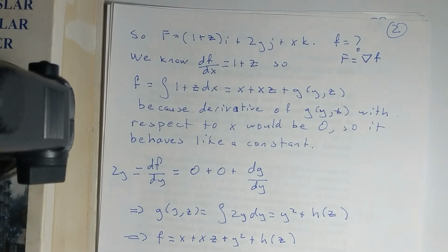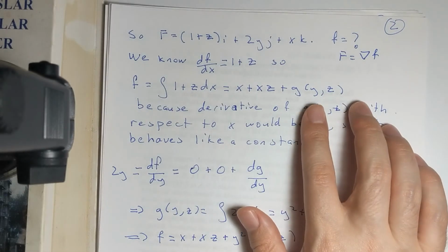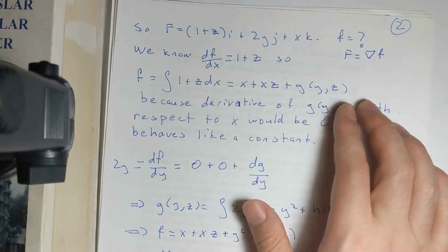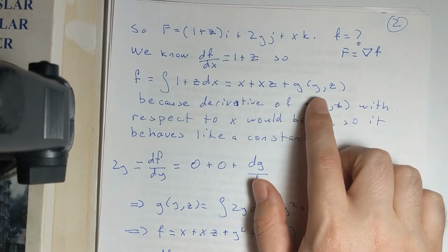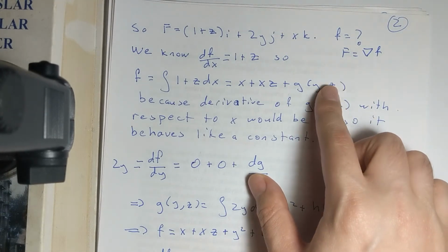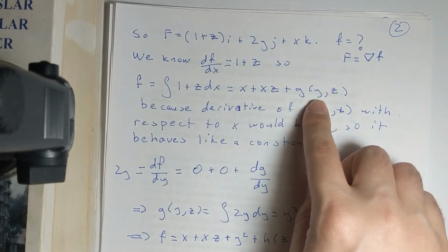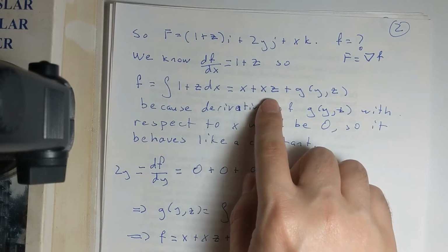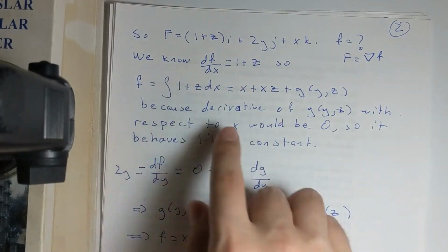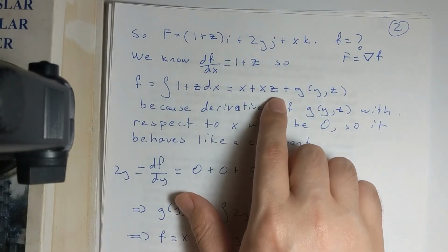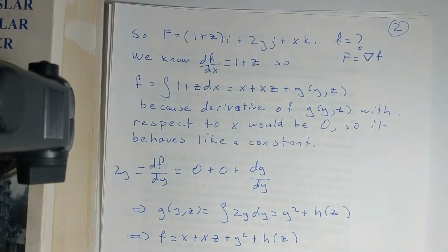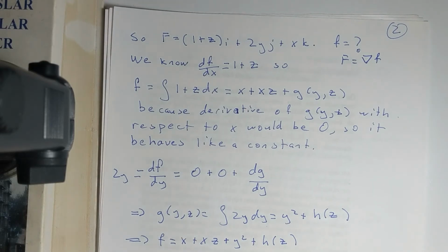Why do we get a function of y and z? Because we know that we are dealing with a 3-variable function. And now we can't have any more terms that have x in them, because if we did, their derivatives would be non-zero. But any function that is just in terms of y and z, its derivative with respect to x would be 0. So if you take the derivative of this side, the derivative of this guy is 0 with respect to x. This would be 1, this would be x, so this would be 1, this would be z, so you get 1 plus z. So this behaves like a constant. So you would want to write x plus xz plus a constant, but constant in terms of x means it's a function of the other 2 variables, y and z.